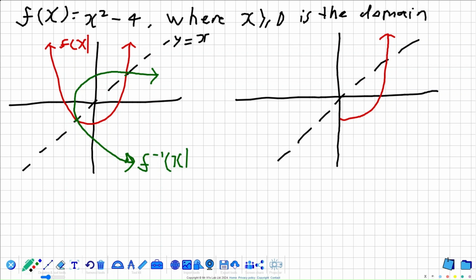Now, we can clearly see that this newly drawn line passes both the vertical and horizontal line test.